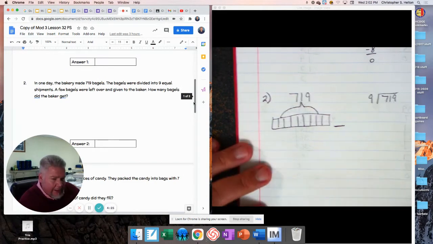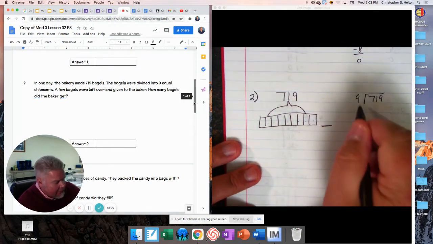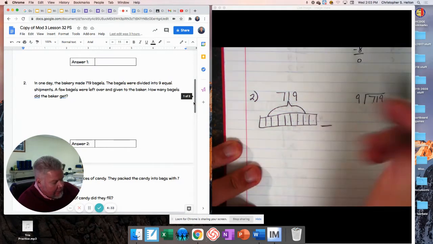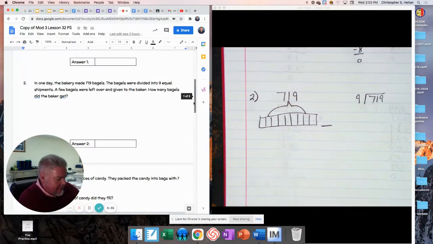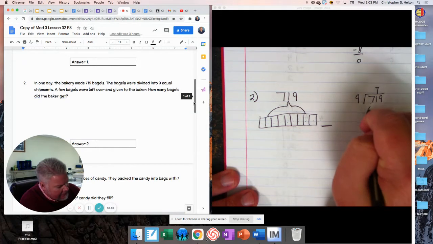All right, so now it just becomes the same thing. Daddy, mama, sister, brother, long division problem. Will 9 go into 7? No, it will not. Will 9 go into 71? Yes. So I know 8 times 9 is 72, but that's too big, so I'm going to have to go with 7 times 9. I'm not going to write it above the 7. I'm going to write it above the 1. 7 times 9 is 63.